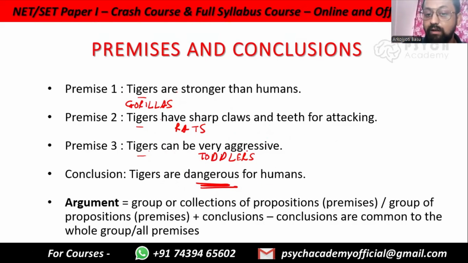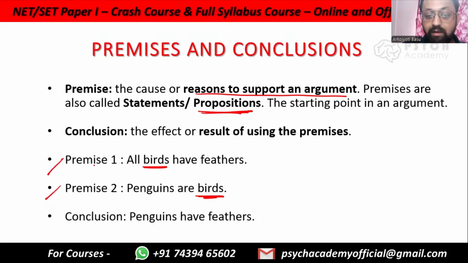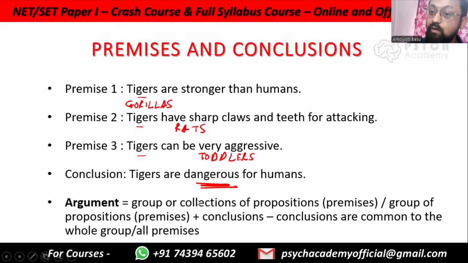And another point is, we are assuming aggressive means dangerous. Having claws and teeth means dangerous. Stronger means dangerous, even though that is not written in the premises. Out here, in this example, everything is within the premises. You do not require any other kind of knowledge, any other kind of information. That's it. You just know the premises, you get to the conclusion. Out here, this is not the case.